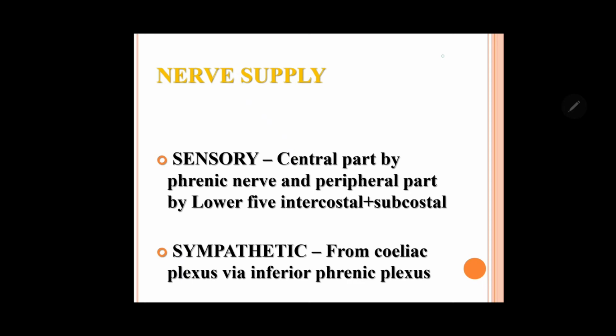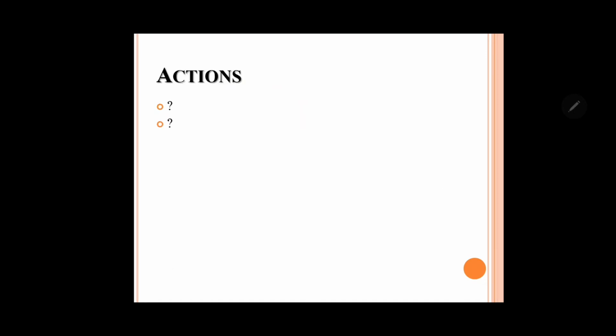That phenomenon is called the Orbeli phenomenon. It maintains the tone of the diaphragm. That's why even though the diaphragm is a voluntary striated skeletal muscle, it doesn't fatigue, because the tone is maintained by the sympathetic supply. The motor supply is obviously by the phrenic nerve, C4 and C5.